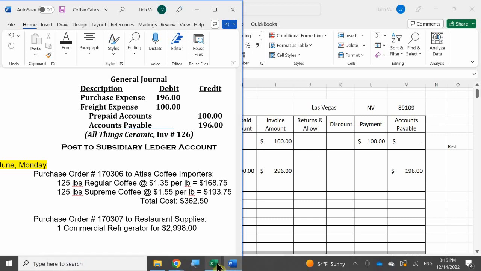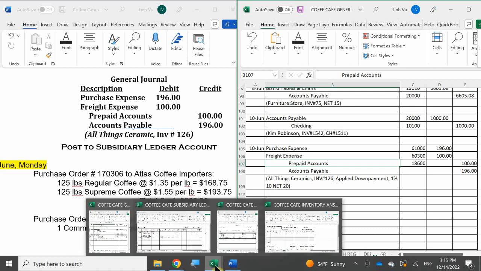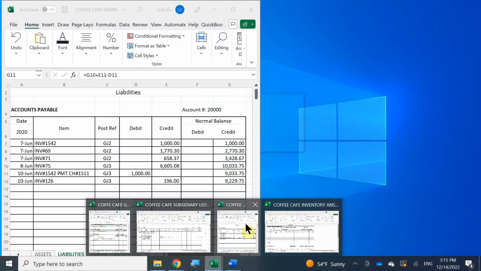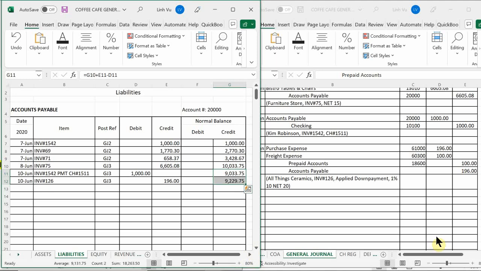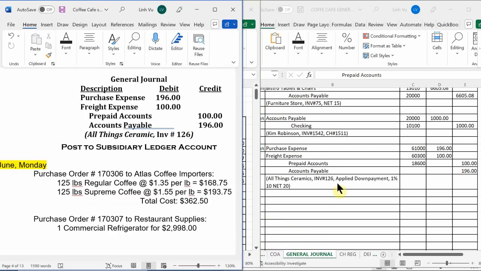So in this case, we need to buy some coffee beans. And that's why we decided to purchase a coffee grinder, because we want to have the freshest coffee. So that is exactly what we're going to be doing here: ordering our coffee by the beans, by the pounds, and this is what it's quoted at. My regular coffee, I'm going to purchase from Atlas Coffee Importers for $1.35 per pound, and then $1.55 per pound for the Supreme coffee, giving you a total of $362.50.